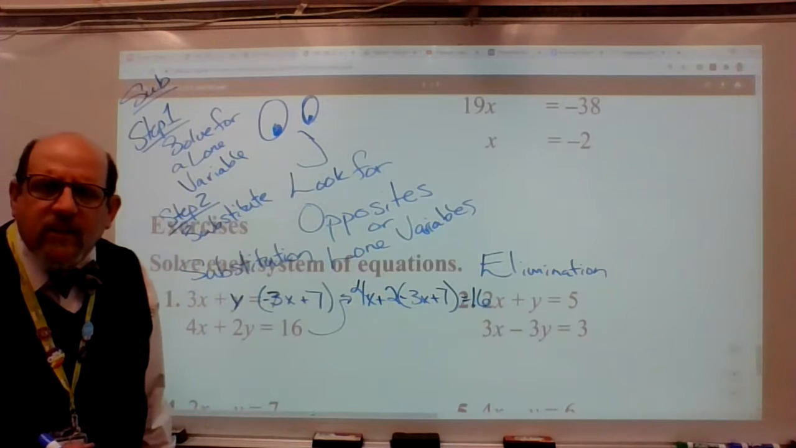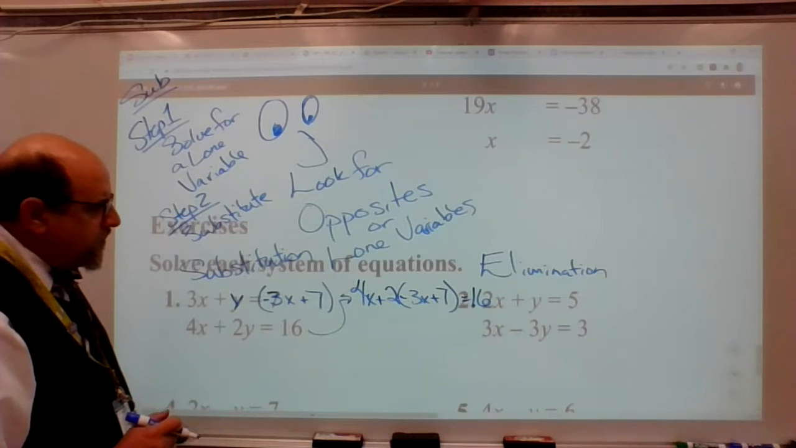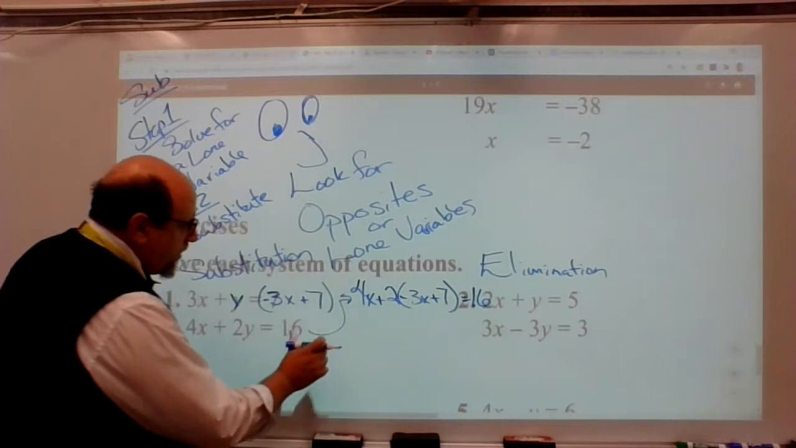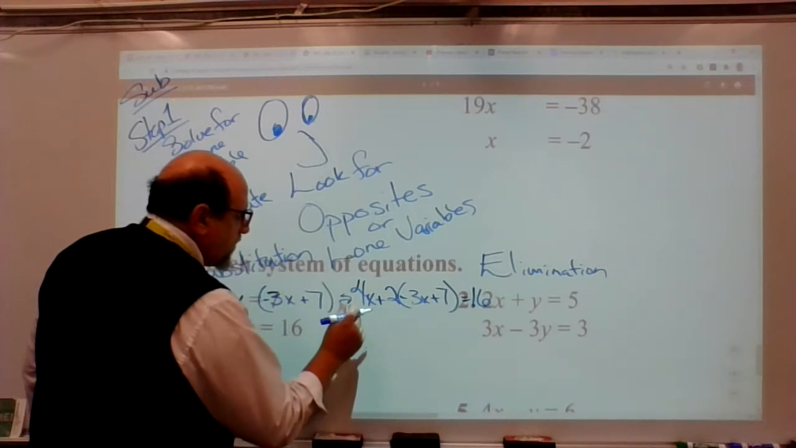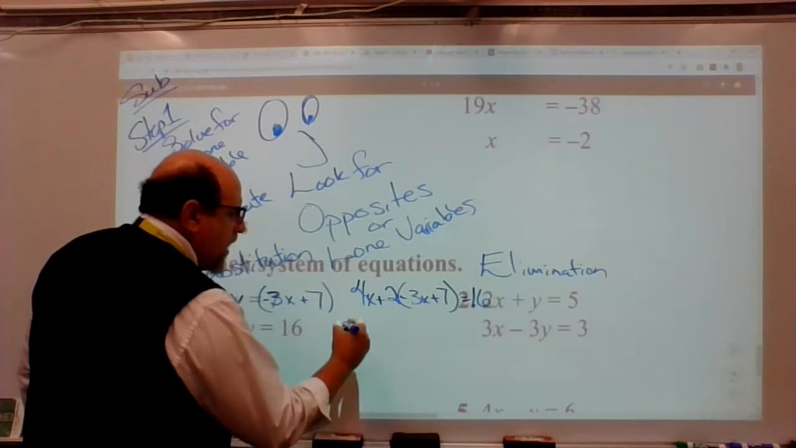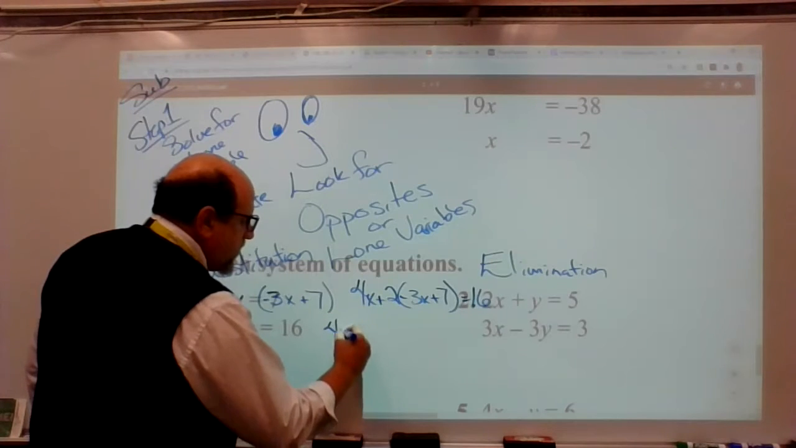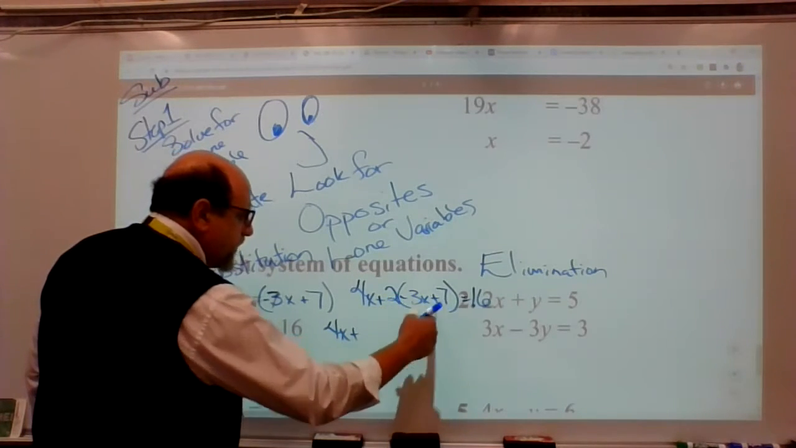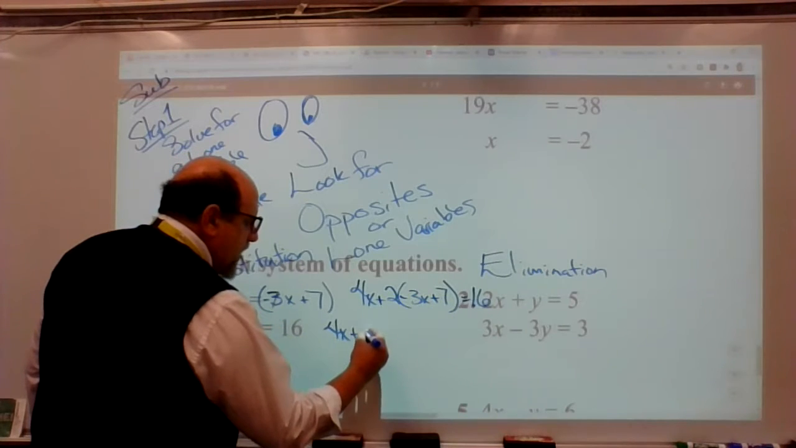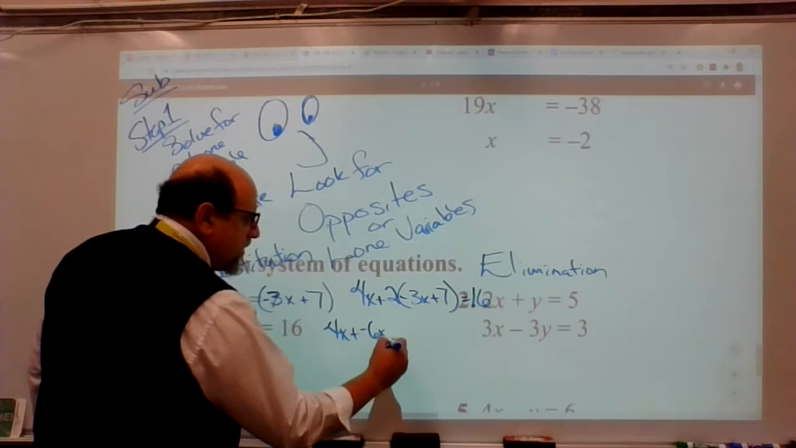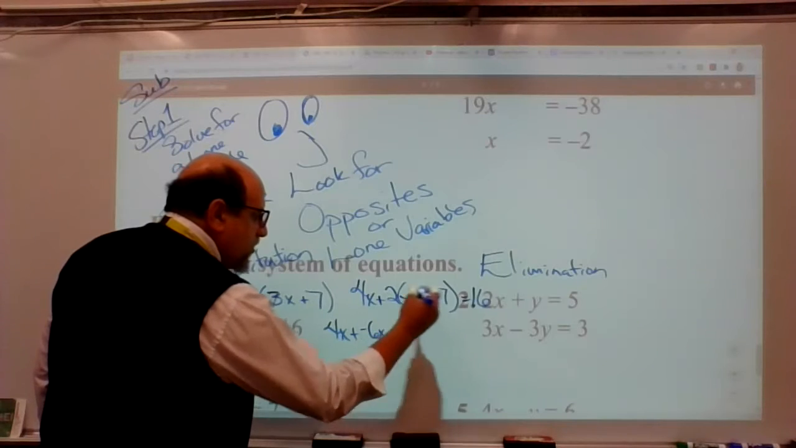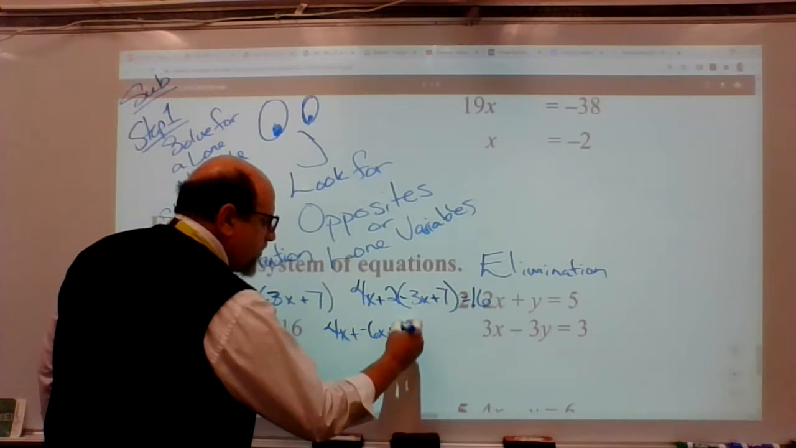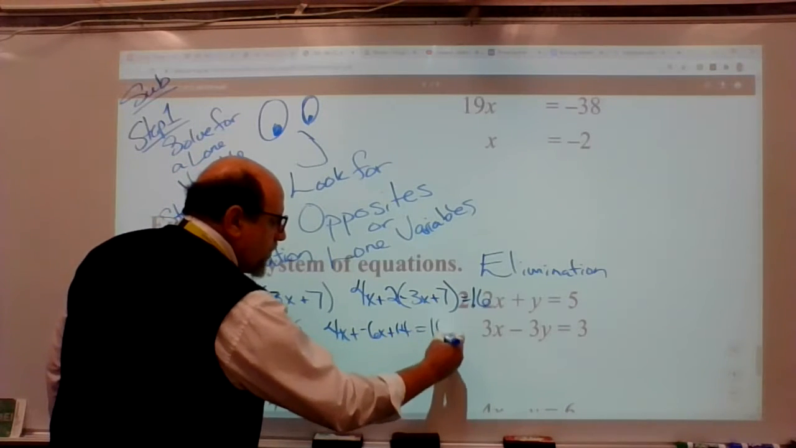I hope you can see that. It looks like you can. When I start to solve, I'll just move this over just a tad. How about that? We still have 4x. We still have an addition sign, but let's distribute. 2 times negative 3x is negative 6x. And then 2 times positive 7 is positive 14. And this is all equal to 16.